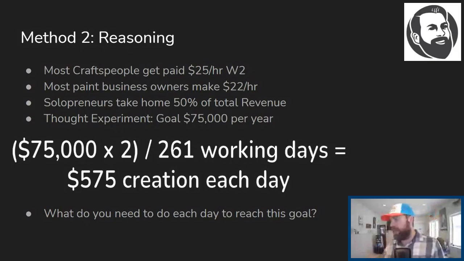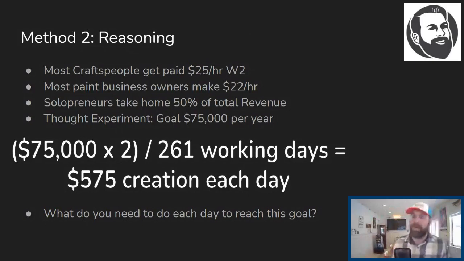There are 261 working days in a year. Basically, that means if you create $575 of revenue, and this is not deducting anything else, you sold the job for $575, you painted it in a day and finished it up, no callbacks, you have created $575 of revenue in that day. If you do that every day for 261 days, that's 5 days a week, Monday through Friday, you will theoretically create $150,000 of revenue, take home 75.